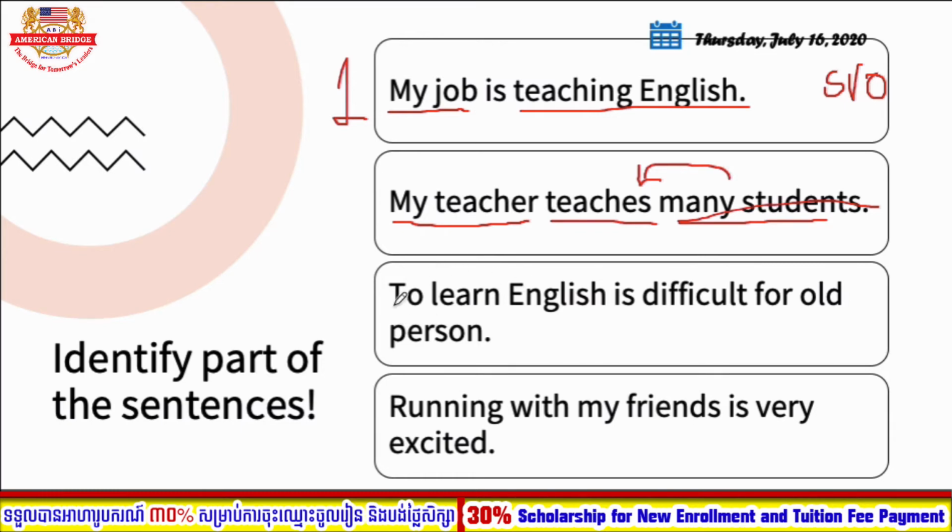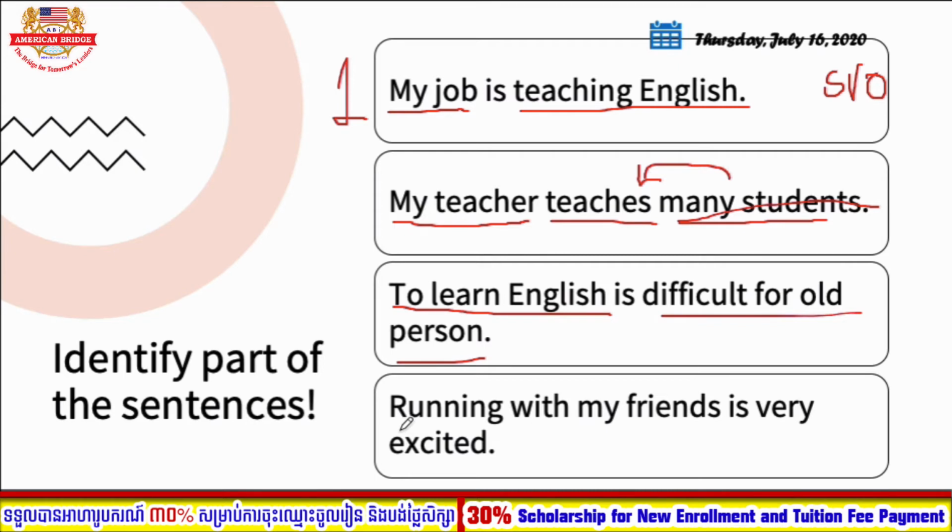Let's move on to sentence number 3. To learn English is difficult for old people. To learn English is the subject. It functions as the subject of the sentence here, and is difficult for old people. So the phrase difficult for old people here is the complement. It doesn't affect anything.